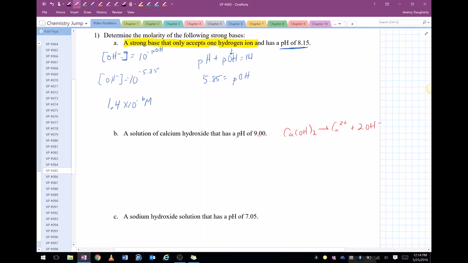So we're going to do the initial part the same way. I'm going to look for the pOH, so that I can figure out the concentration of the hydroxide. And I'm going to find the pOH by looking at the pH plus pOH equal to 14. So obviously in this case, the pOH is equal to 5. That should be a 14. There. So the pOH is equal to 5. That means the concentration of hydroxide is equal to 10 to the negative 5th.